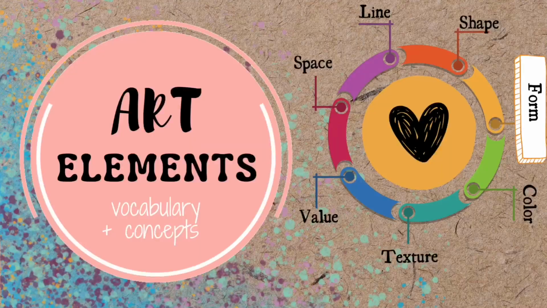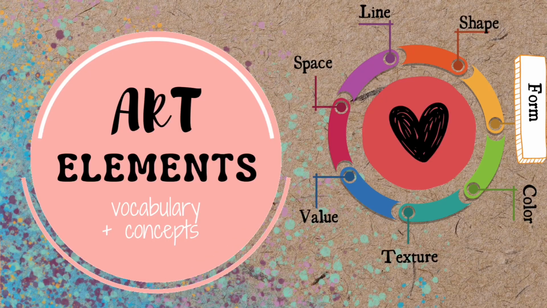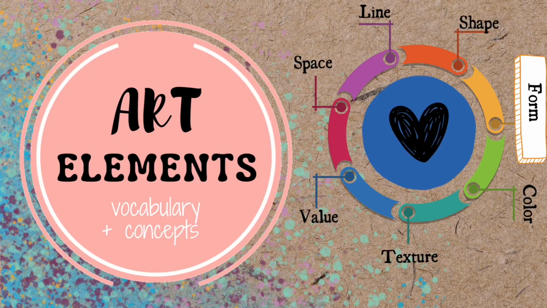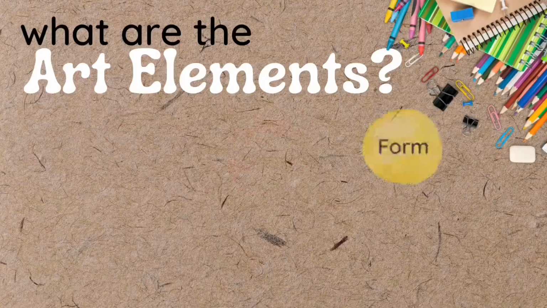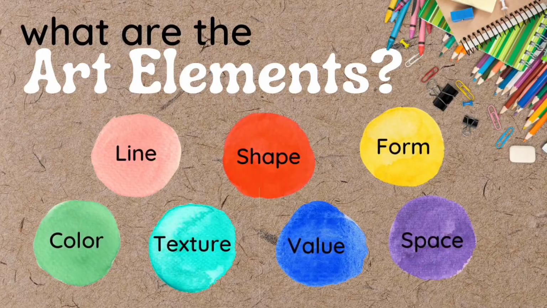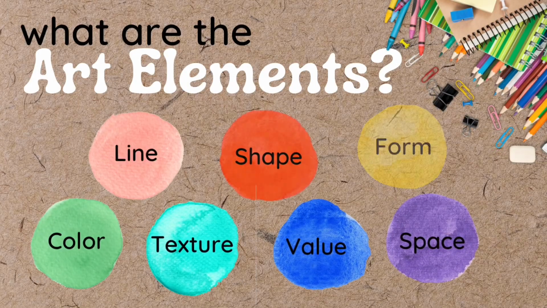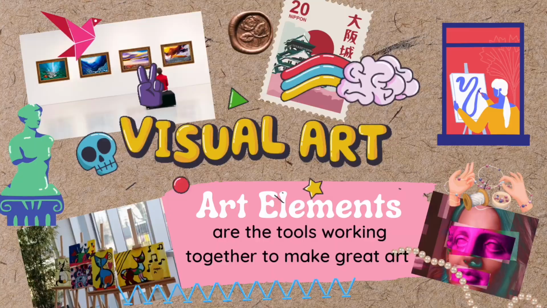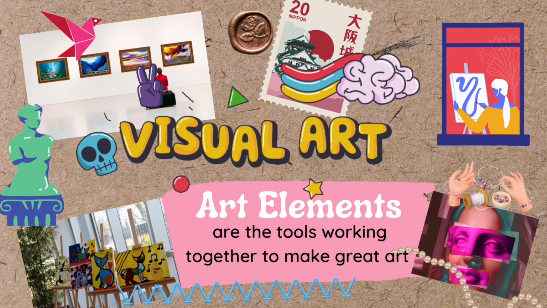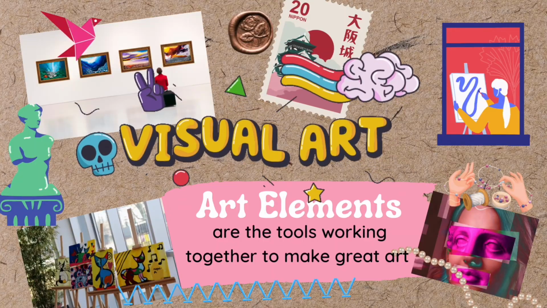Today in Art Vocabulary and Concepts, we'll be discussing art elements. What are the art elements? Line, shape, form, color, texture, value, and space. In the visual arts, the art elements are the tools working together to make great art.